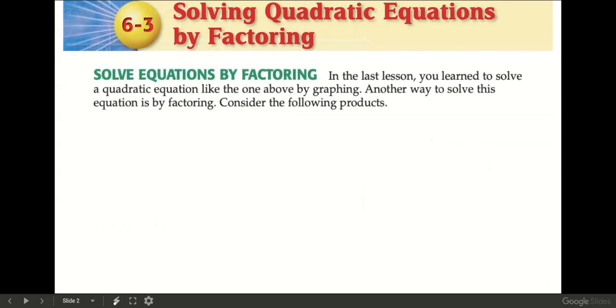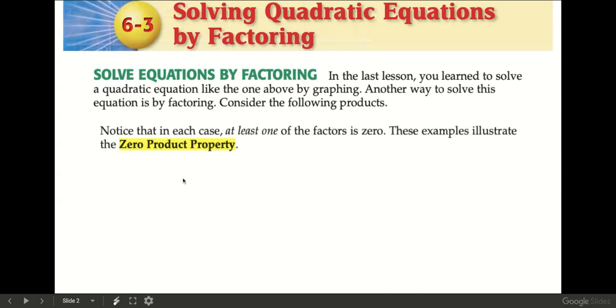So, solving equations by factoring. In the last lesson, we learned how to solve a quadratic equation like the one above by graphing. Another way to solve this equation is by factoring. So let's consider the following products. Notice that in each case, at least one of the factors is zero.